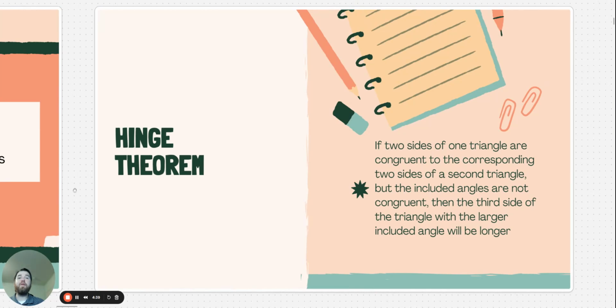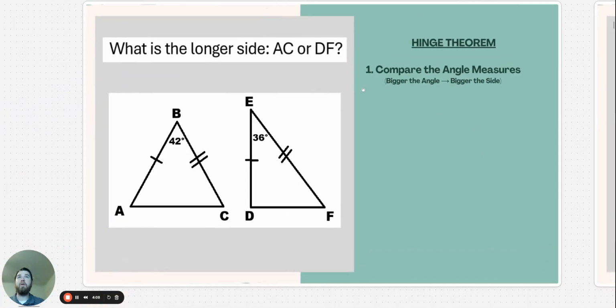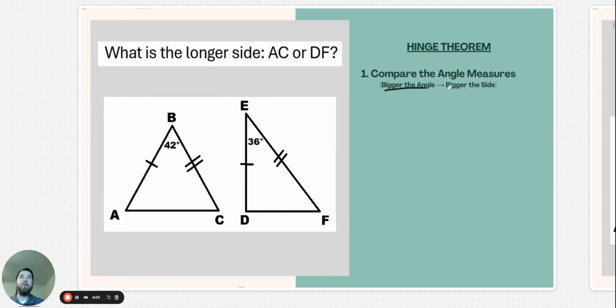The definition of the Hinge Theorem, or basically what the Hinge Theorem says, is that if two sides of one triangle are congruent to the corresponding, so the same two sides of a second triangle, but the included angles are not congruent, then the third side of the triangle with the larger included angle will be longer. Basically, I've summed it up here, and this is the best way that I can sum it up: the bigger the angle, the bigger the side. So that's basically what the Hinge Theorem is saying.